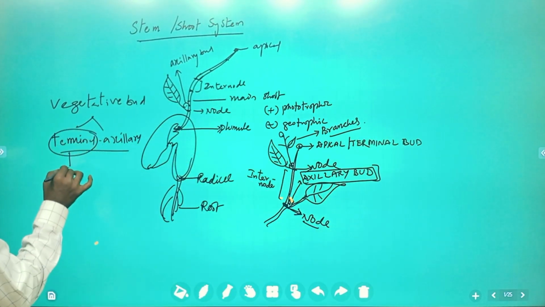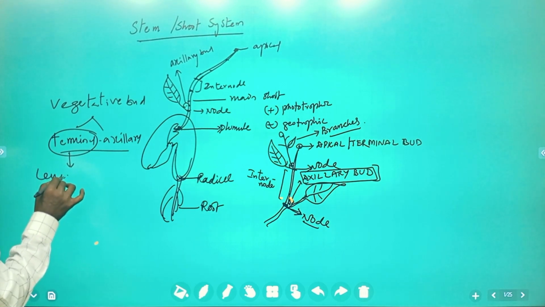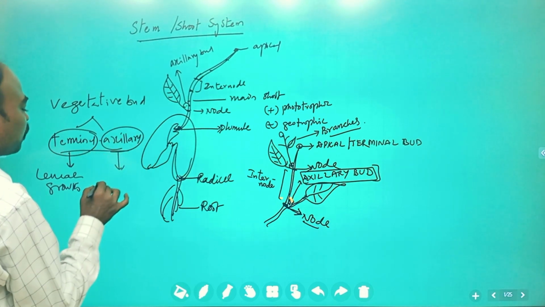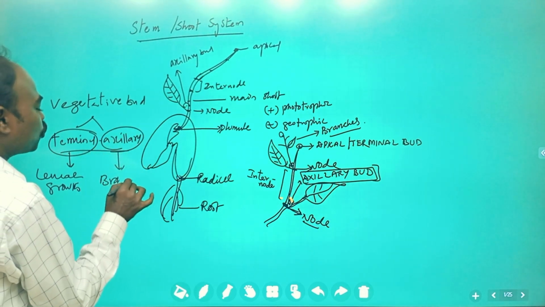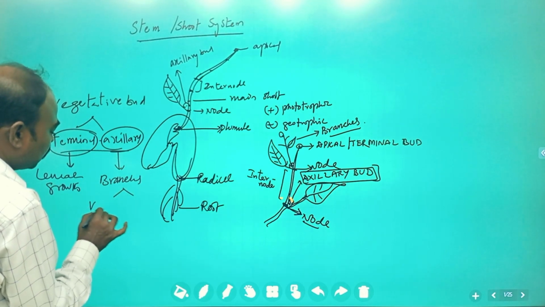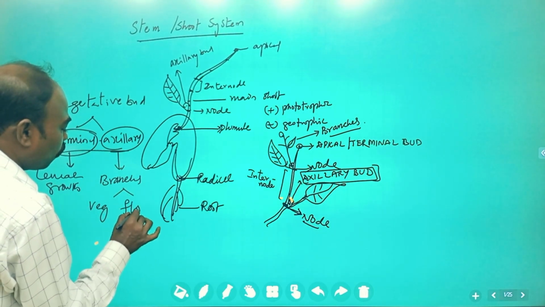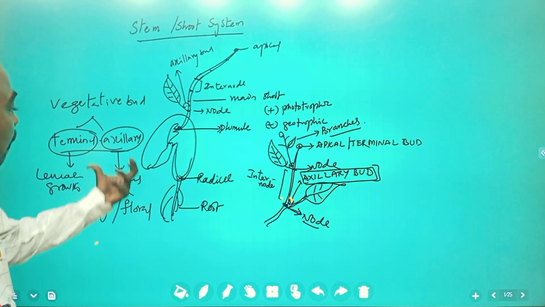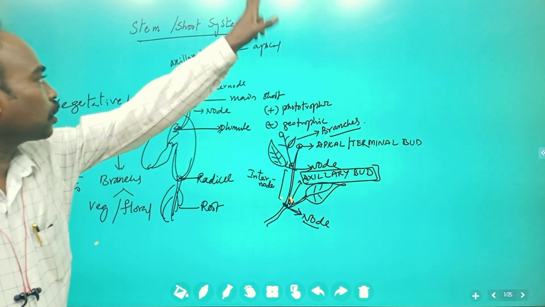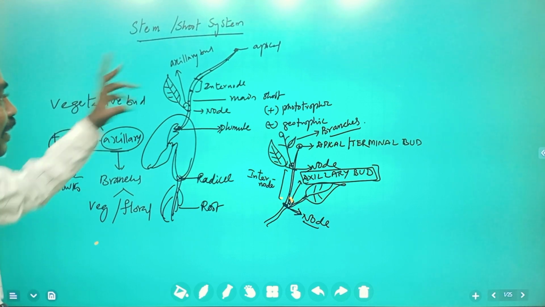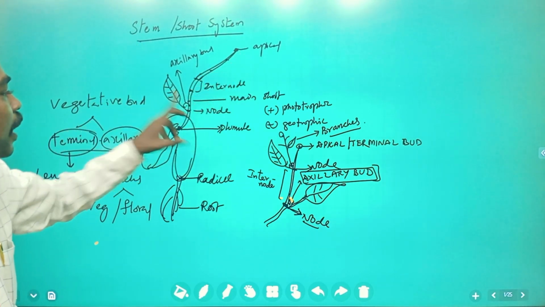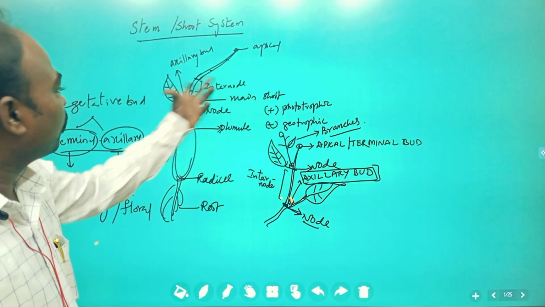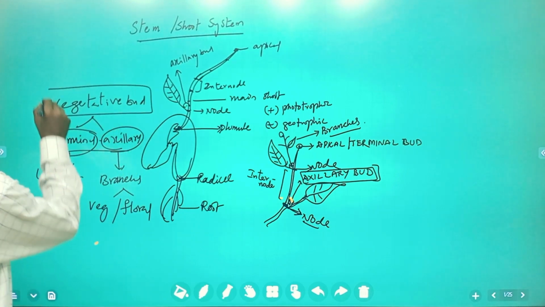So the terminal bud is responsible for linear growth of the shoot. The axillary bud is responsible for production of branches, maybe vegetative branches or floral branches. Lengthwise growth of the stem develops with the activity of the terminal bud, because the terminal or apical bud as well as the axillary bud has meristematic cells. So these are the vegetative buds found on the shoot system.